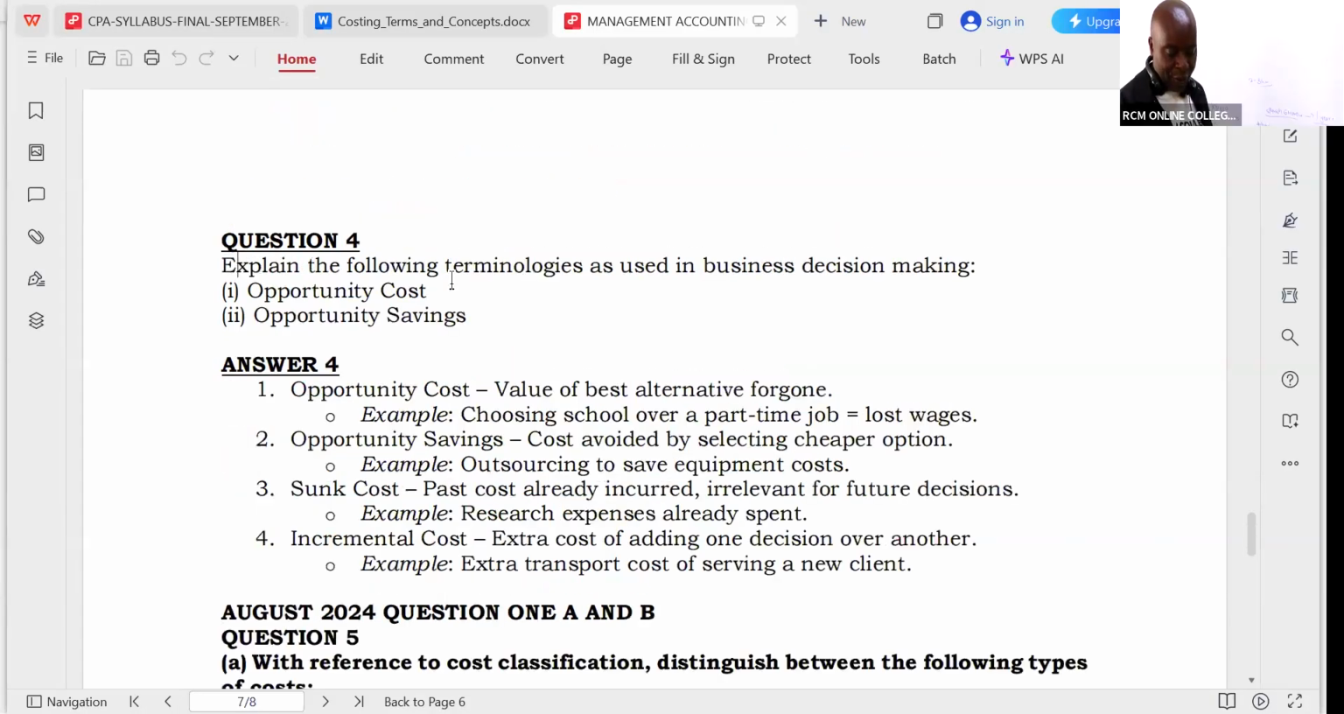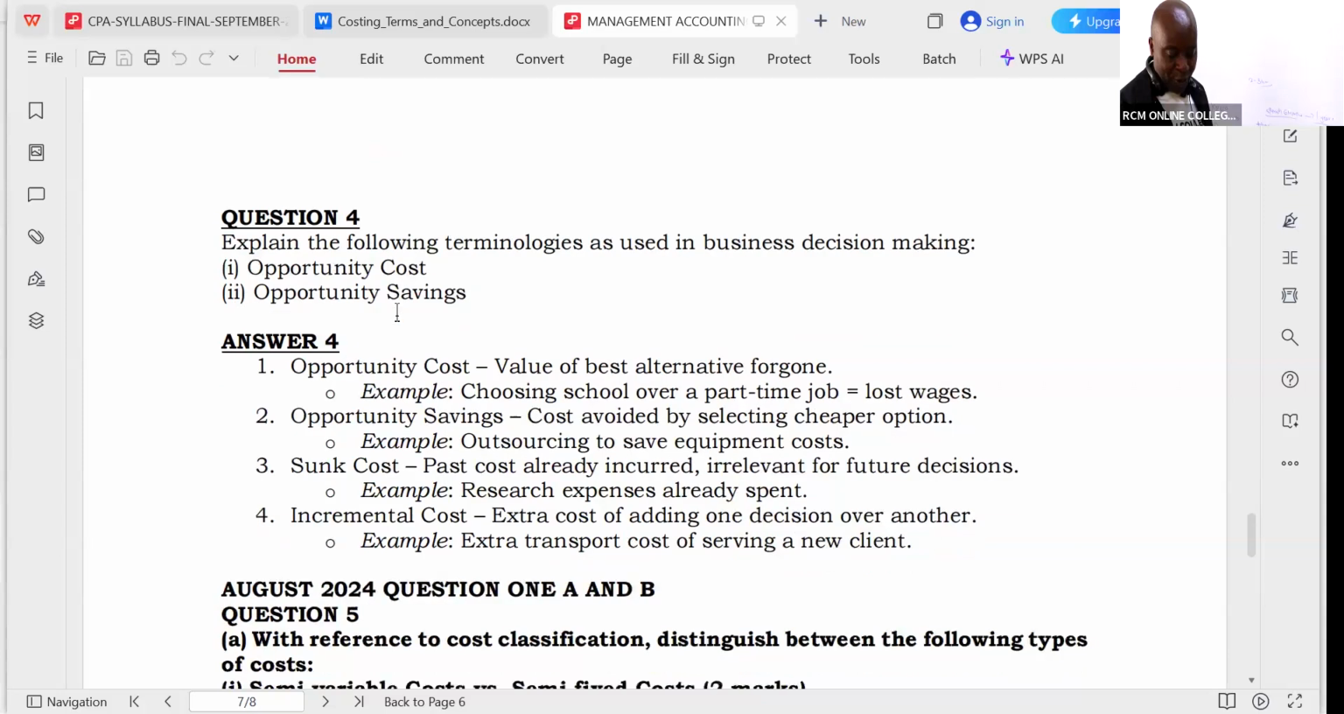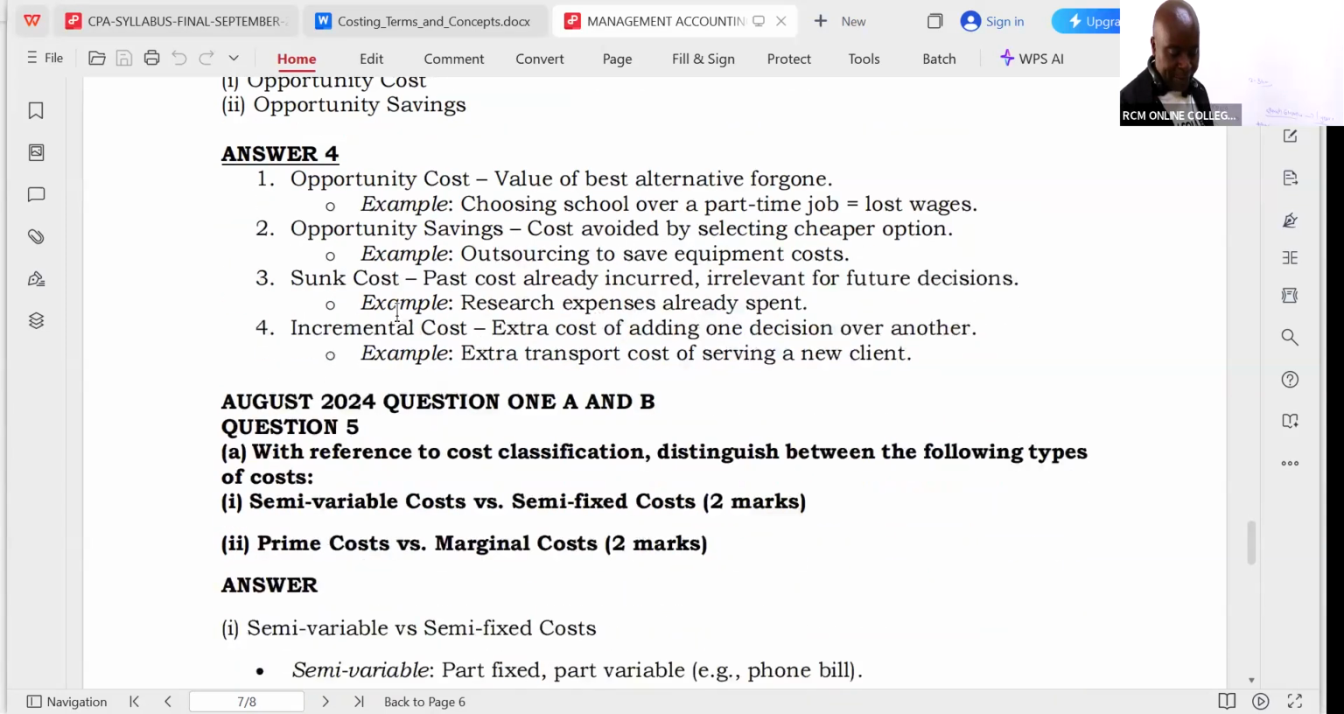Then we have December 2024. Explain the following terminologies as used in business decision making: opportunity costs and opportunity savings. Very, very important. Then we have August 2024, question number 1A and B.